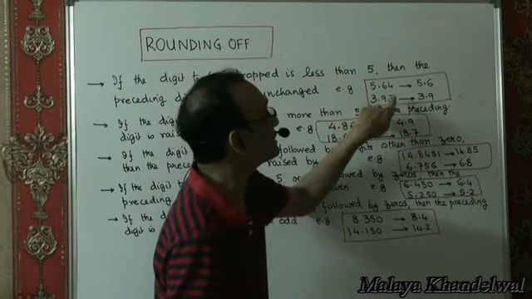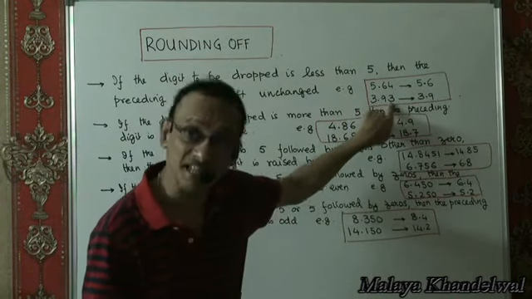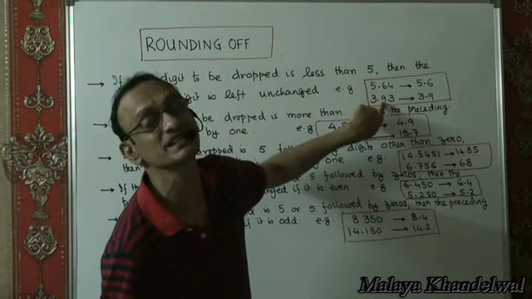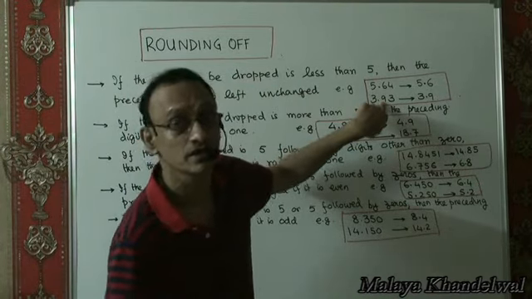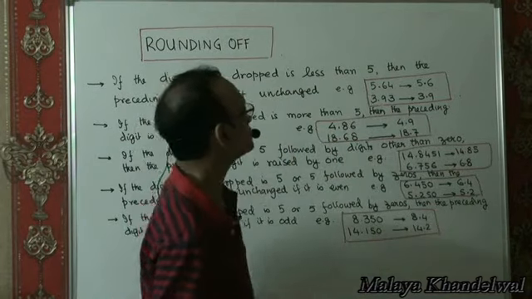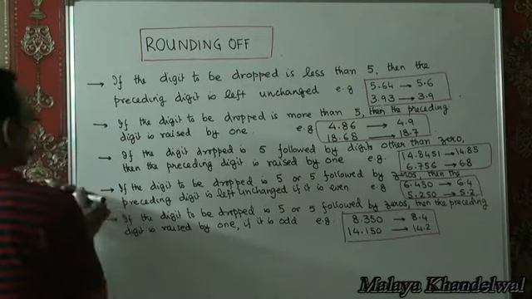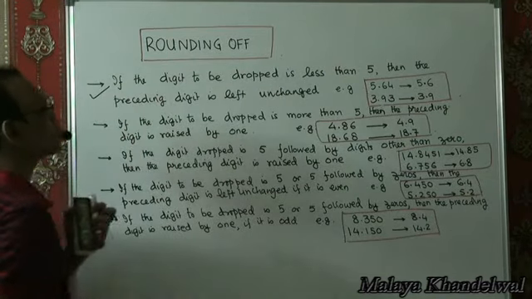Look at 3.93. I want to drop 3. 3 is less than 5. If 3 is less than 5, then the number preceding that will remain unchanged. Yes or no, right? That's rule number 1. Let's look at rule number 2.